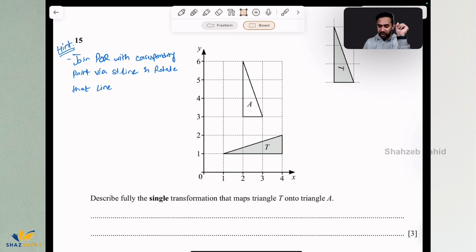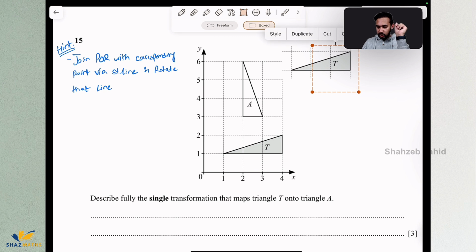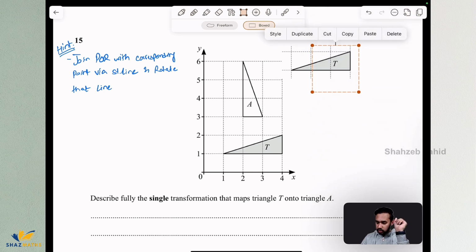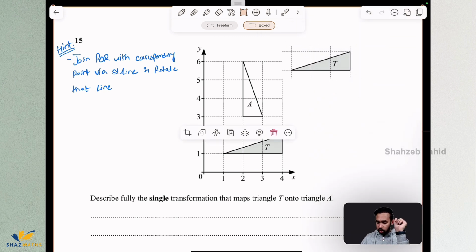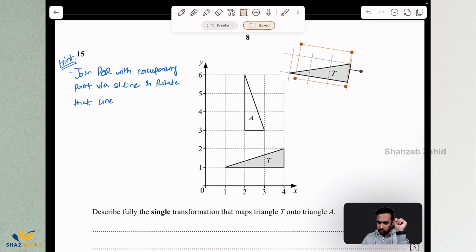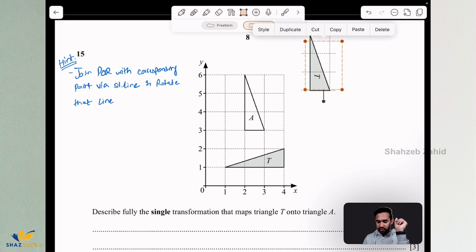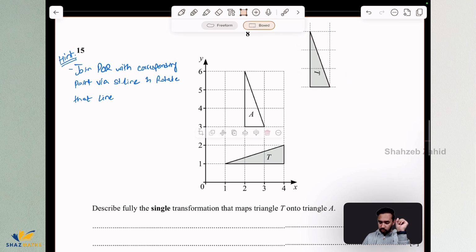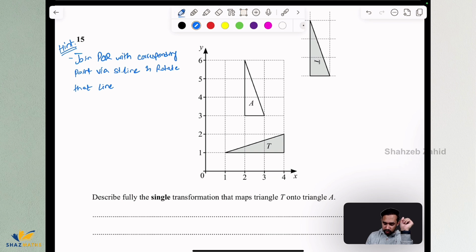And why I'm so convinced that it is rotation, the reason is if I rotate, so that was T initially, right? And if I rotate this figure 90-degree clockwise, it's going to become exactly the same as A. We can see that, right? So it is rotation, definitely. I'm just going to mention in my answer, rotation.